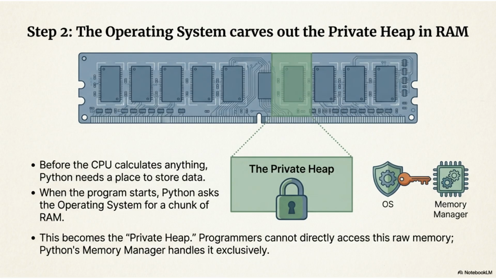Step 2. The operating system carves out a chunk of RAM for Python's exclusive use, called the private heap. The Python memory manager handles this memory, meaning programmers cannot directly access this raw memory space.